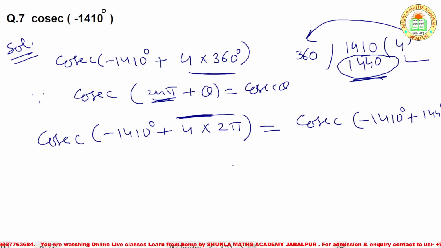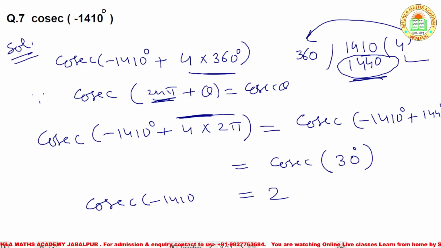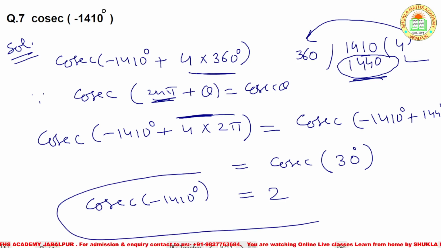Okay. So this becomes cosec 30 degree, right? It is positive. And cosec 30 is equal to 1 by sine 30. Sine 30 is 1 by 2. So it is 2. So we can say that the value of cosec of minus 1410 degree is 2. That is our answer.